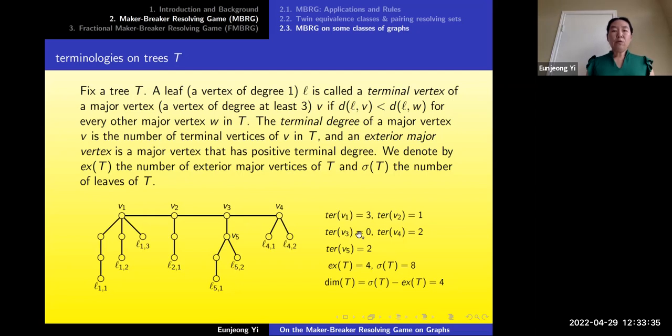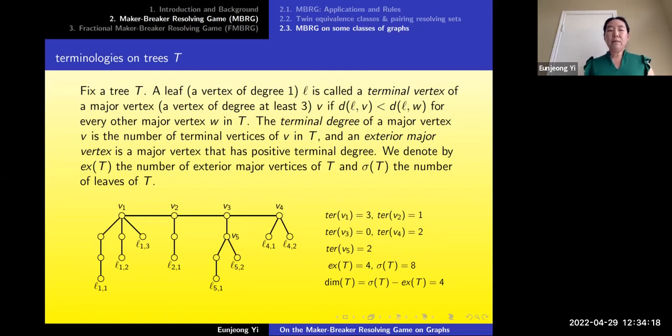So we are going to denote by EX of T the number of exterior major vertices of the tree T. What is an exterior major vertex? An exterior major vertex is a major vertex that has terminal degree at least 1. So among V1, V2, V3, V4, V5, except V3, which has terminal degree 0, all others have positive terminal degree. So in this tree, the number of exterior major vertices is 4, and sigma of T is the number of leaves of this tree. You can count quickly: the number of end vertices, degree 1 vertices, is 8.